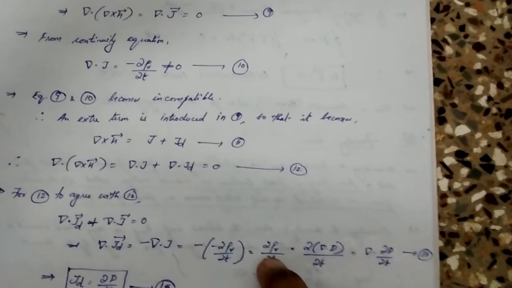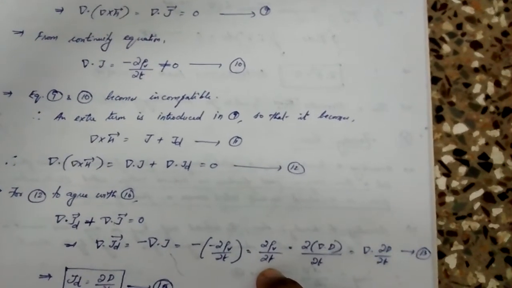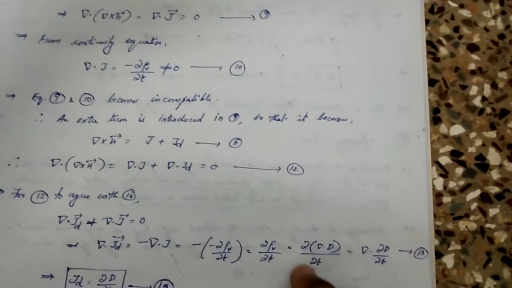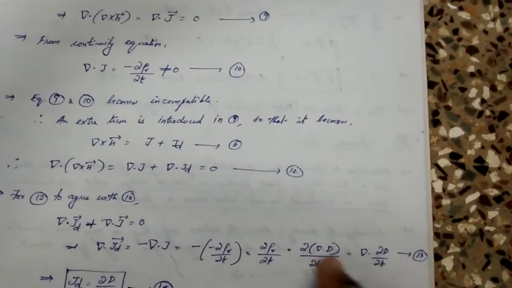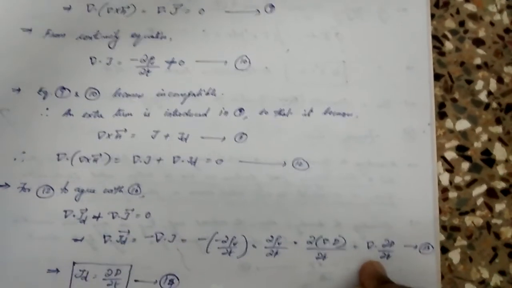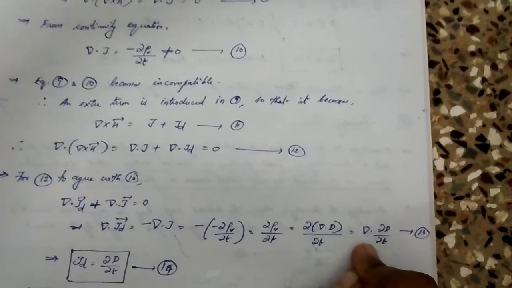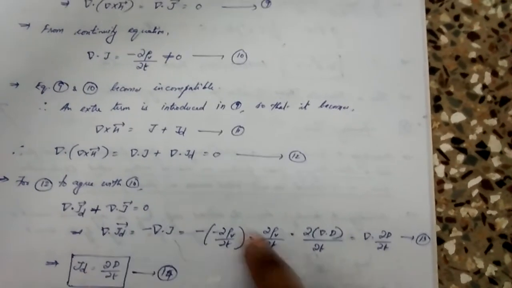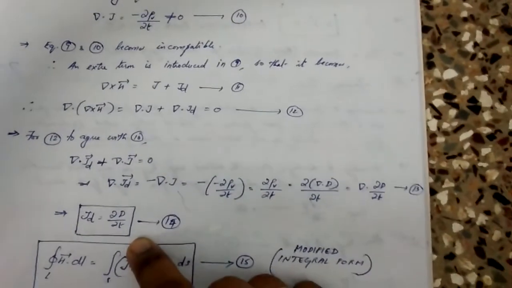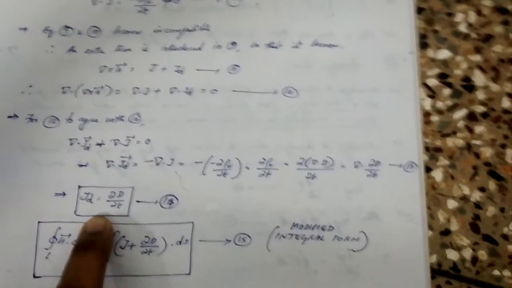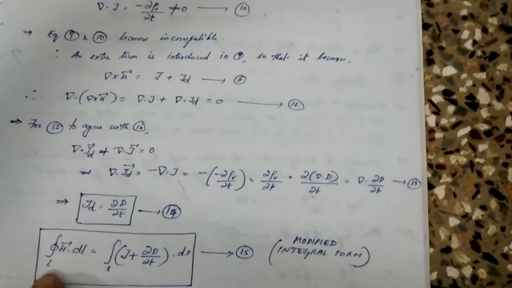Now from Gauss's law, we know del dot D is equal to rho_v. So you can substitute that. So dou by dou t of del dot D is equal to del dot dou D by dou t. So you get what? J_d is equal to dou D by dou t. So this displacement current density has the formula dou D by dou t.